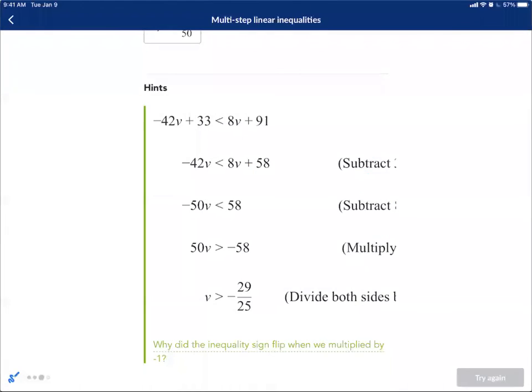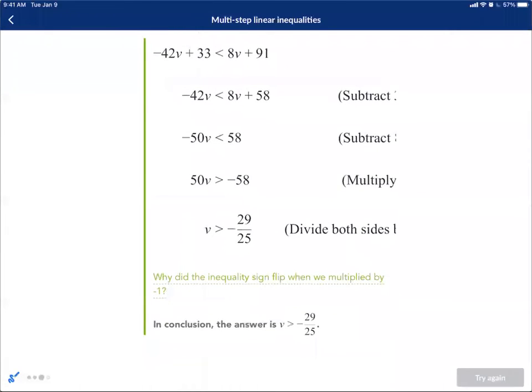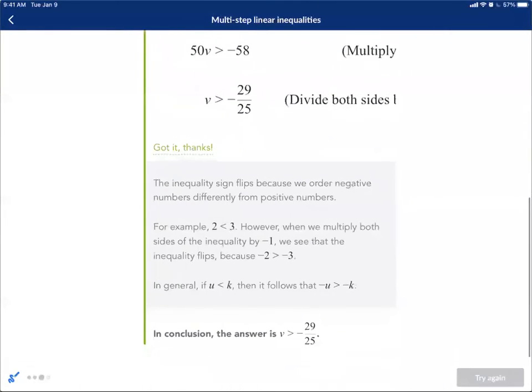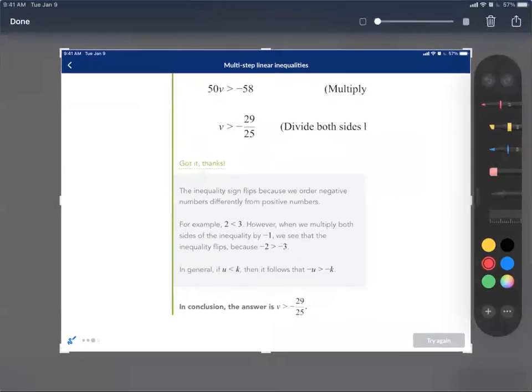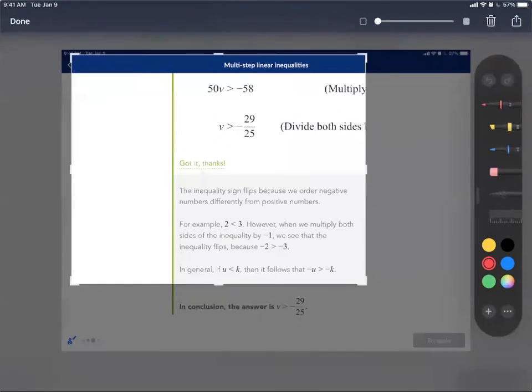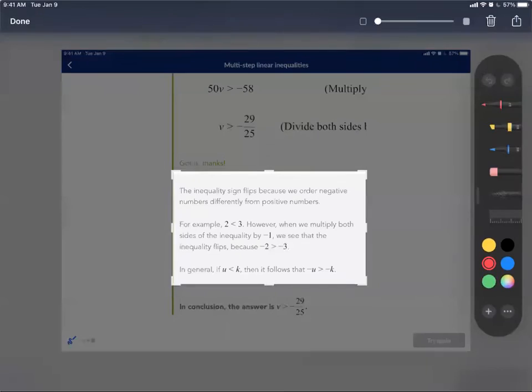I'm still not catching it. Why did the inequality sign flip? The inequality sign flips because we order negative numbers differently from positive numbers. For example, 2 is less than 3. However, when we multiply both sides of the inequality by -1, we can see the inequality flips. I'm going to really take this thing here. I want to make sure that I'm catching that.